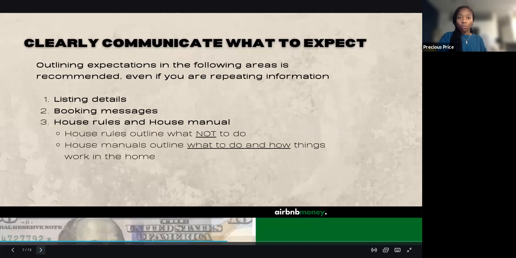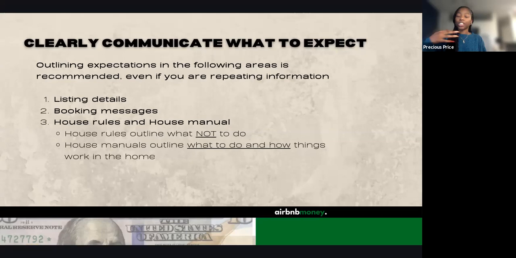And then even furthermore, when we're looking at clearly communicating what they can expect, this is when we get into actually outlining the expectations in different places. Some of you have asked, well, what if it gets repetitive? You want it to be repetitive, because it's the same way that they say you need to see something or hear something, I don't know, 5, 6, 7 times before you really get it.